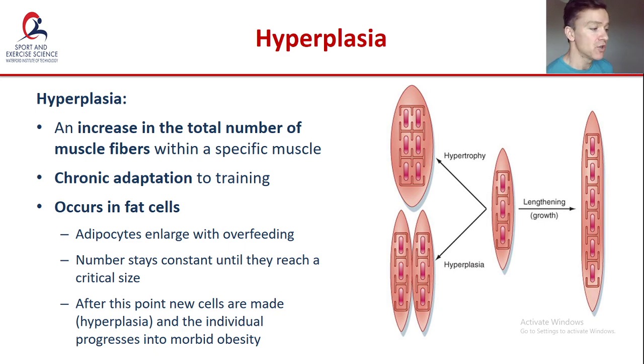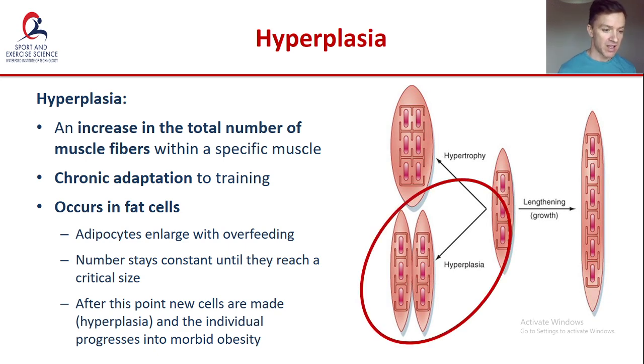So this happens in humans. We can see hyperplasia occurring in fat cells, an increase in the total number of fat cells in the body. Hyperplasia in the muscle cells is based on the principle that the muscle cell can split into two, and one individual muscle cell will become two muscle cells, and then we'll have more of the total number of muscle fibers within the overall muscle.